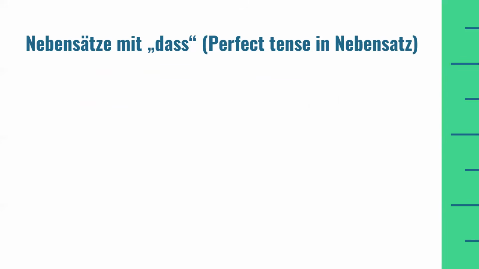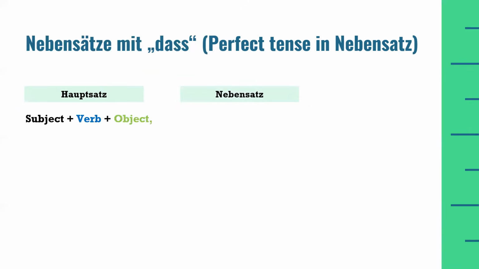Now let's look at the situations where we have perfect tense in the Nebensatz. In the Hauptsatz, I have kept the same sentence structure, but if we have a Nebensatz which has perfect tense, then we have to follow the perfect tense structure for dass as a Nebensatz. So in this case, the Nebensatz will start with dass, then comes the subject, then the object, and then the participle two form of the verb. What is the participle two form of the verb? We have learned it in the A1 level of the German language course.